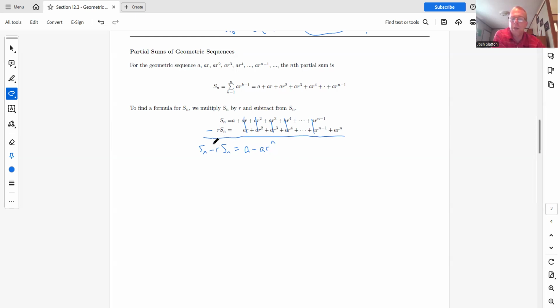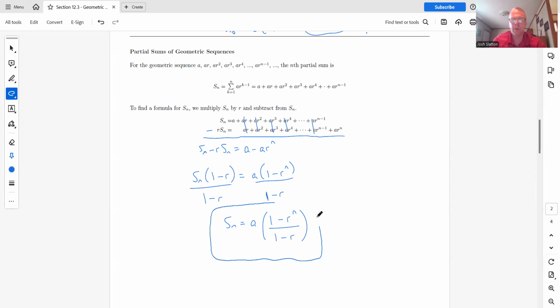And so now let's see what we can do with this. We can factor out the S sub n, and we're left with 1 minus r. We can factor out the a, and we're left with 1 minus r to the n. And then we can divide both sides by 1 minus r, and that gives us a formula for the summation of the first n terms in the geometric sequence: a times 1 minus r to the n over 1 minus r. Okay. So you don't need to know necessarily how to derive this, but that is where this formula comes from. But you do need to know the formula if you don't know how to derive it.